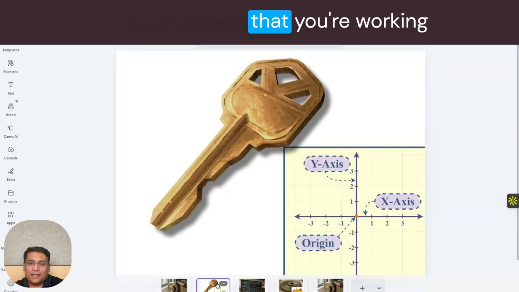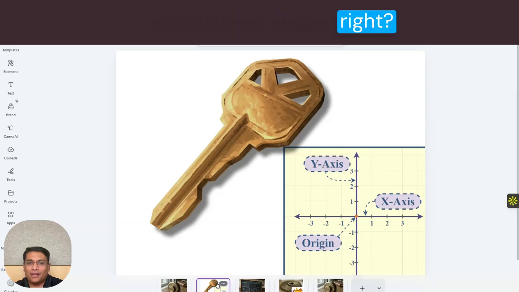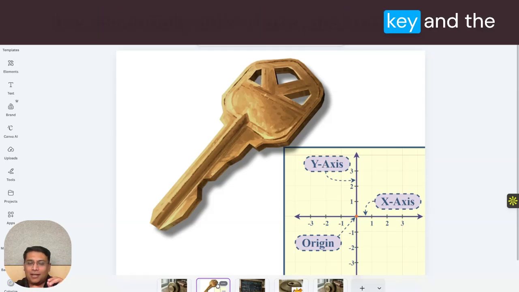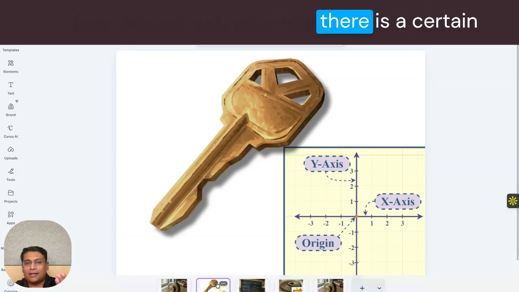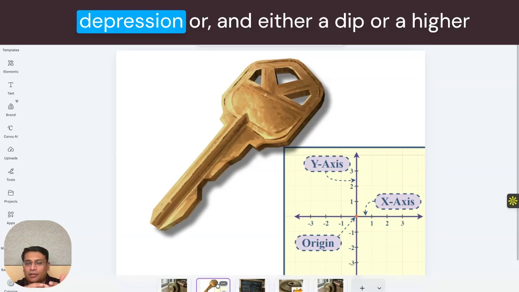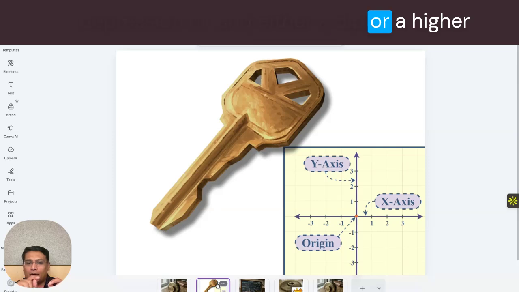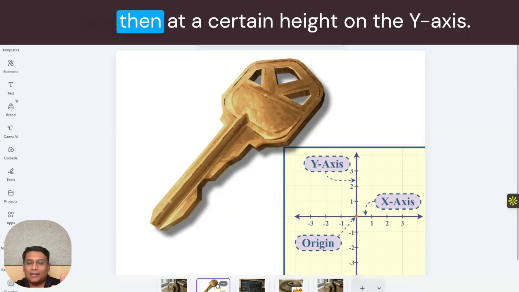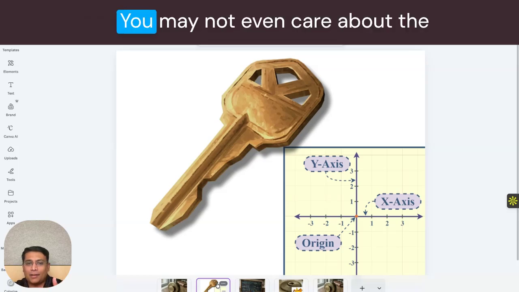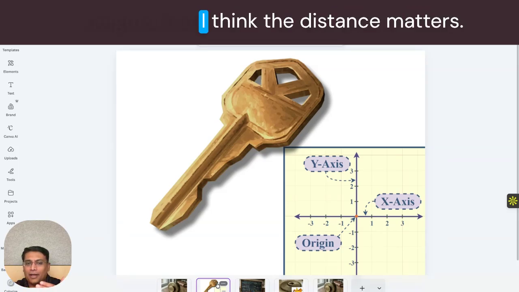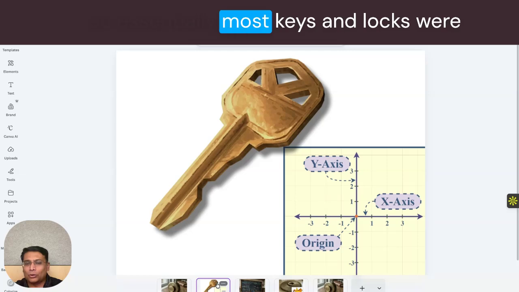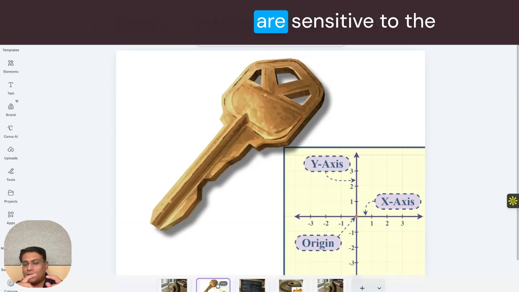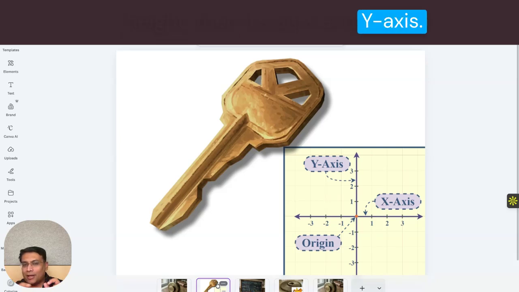The padlocks that you're working on have a shape, right? It is essentially an XY axis, and the key and the lock work on the idea that there is a certain depression, either a dip or a higher point, at a certain distance on the x-axis and then at a certain height on the y-axis. You may not even care about the heights, but I think the distance matters. So essentially, most keys and locks were working on one dimension, maybe two. If they are sensitive to the height, then it's an x and y axis.